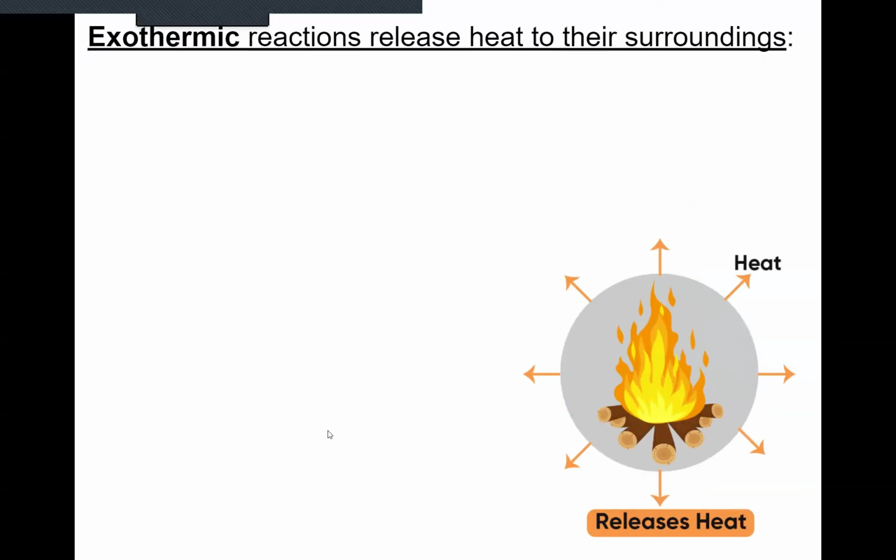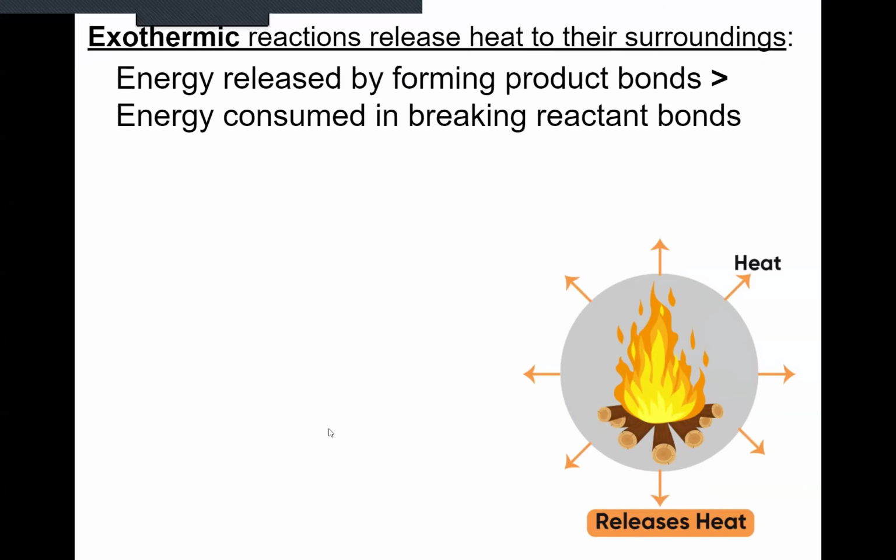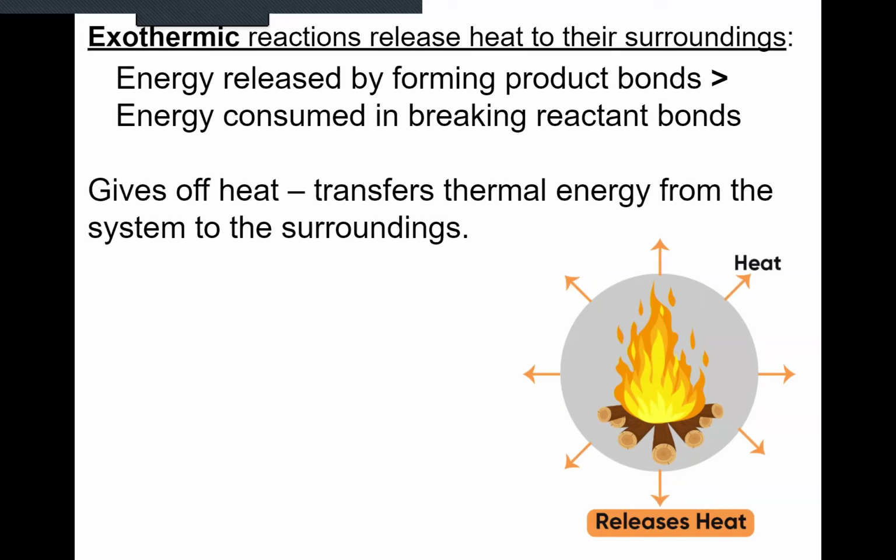Just the opposite is going to be the case for exothermic reactions. Exothermic reactions release heat to the surroundings. If we compare the energy released by forming product bonds to the energy consumed in breaking reactant bonds, we would say the energy released by forming product bonds is greater than that consumed in breaking reactant bonds. Exothermic reactions give off heat.